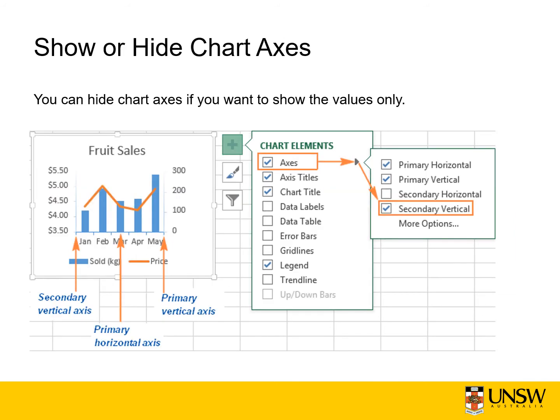For most chart types, the vertical and horizontal axes are added automatically. But if you want to show or hide chart axes, you can do it by clicking the Chart Elements button, then clicking the arrow next to the axis, and checking the boxes for the axis you want to show and unchecking those you want to hide.